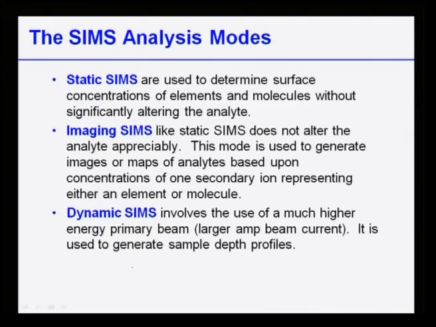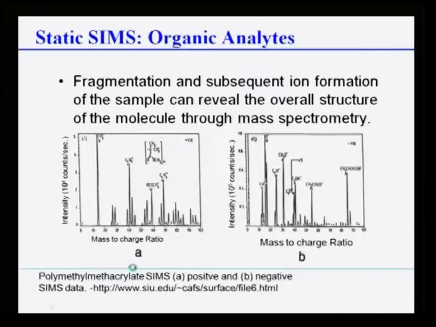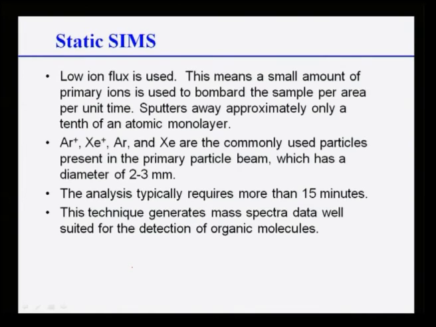In static SIMS you can use a low ion flux. This means a small amount of primary ions are used to bombard the sample per unit time. It sputters approximately only 1/10 of an atomic monolayer, a very small flux. So we normally use argon or xenon ions, and the beam has a very small diameter, like 2-3 nanometers. Analysis typically requires more than 15 minutes. It generates mass spectral data well suited for detection of organic molecules.